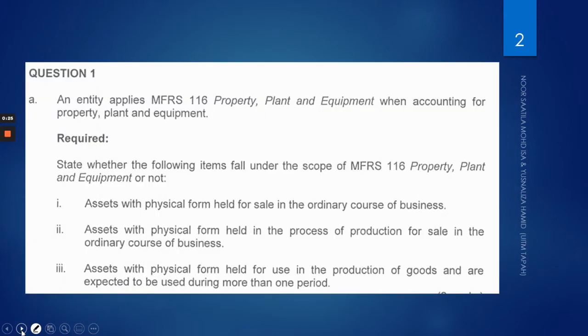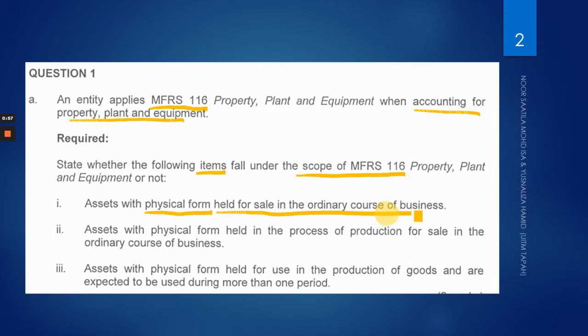Question 1a. An entity applies MFRS 116 property, plant and equipment when accounting for property, plant and equipment. So this is looking at the application of it, and you are asked to state whether the following items fall under the scope of MFRS 116 PPE or not. Number 1 is about an asset with physical form that is held for sale in the ordinary course of business.